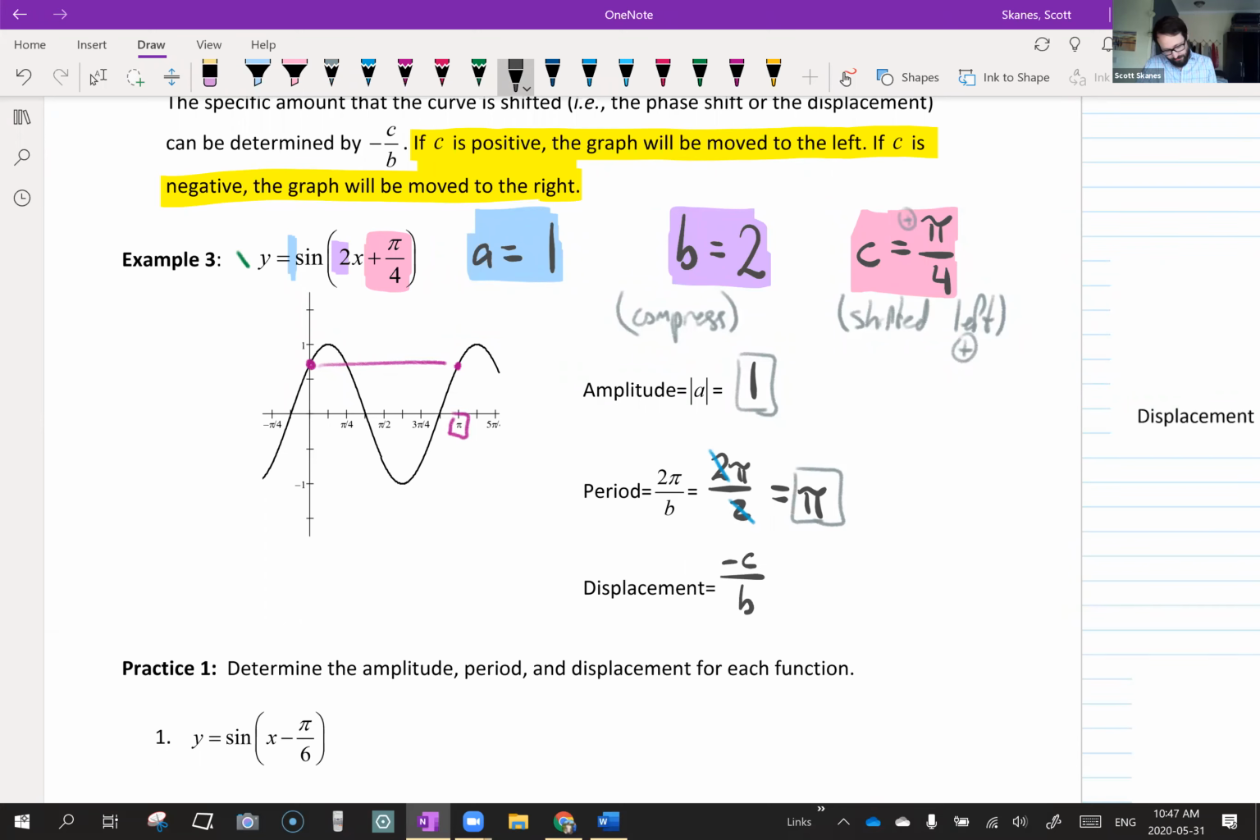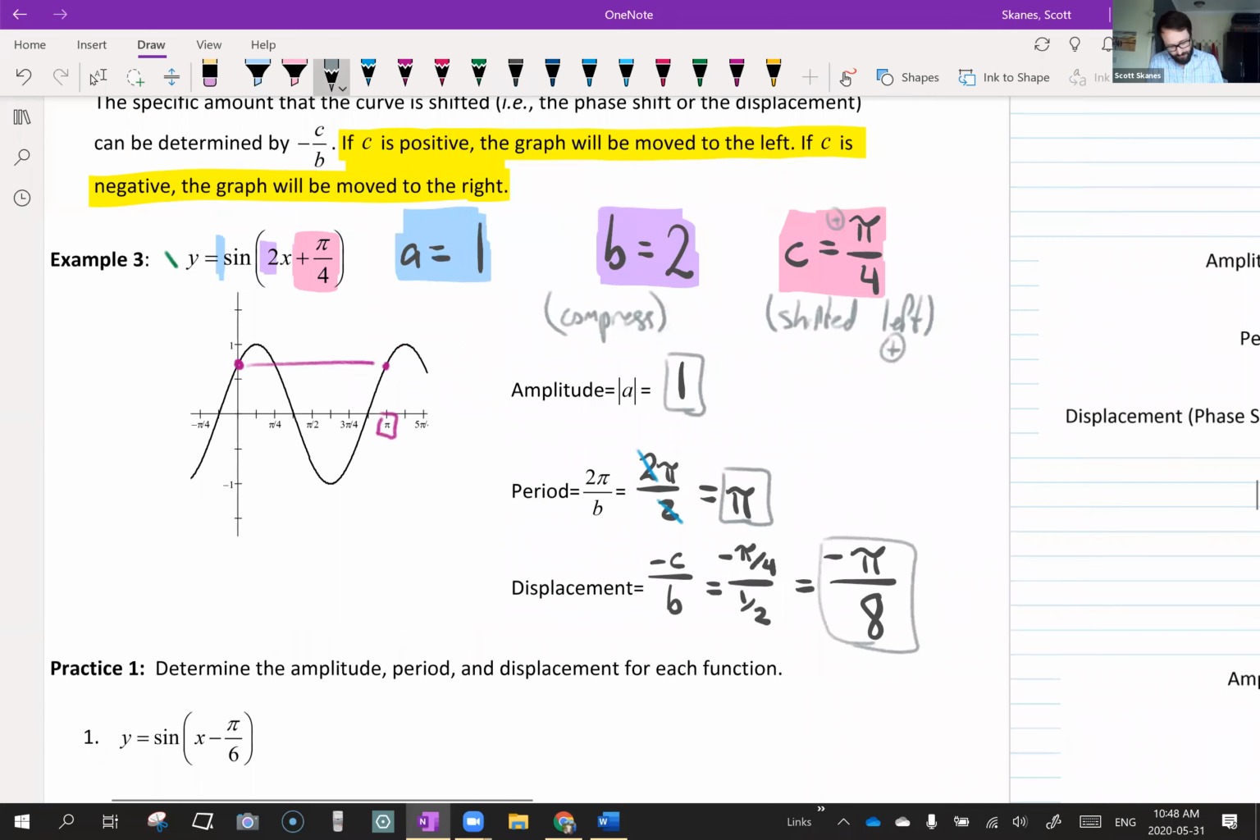Displacement, negative C over B. That's pi over 4 over 1 over 2. Okay, let's see who can handle this one. Ooh, negative pi over 4. Negative 1 over 8 pi. In other words, I'm just going to put the pi on top just to simplify it a little bit. But yeah, negative 1 over 8 pi. I agree with you. I think that's a perfectly reasonable answer.